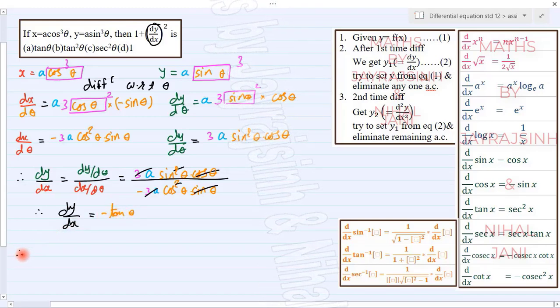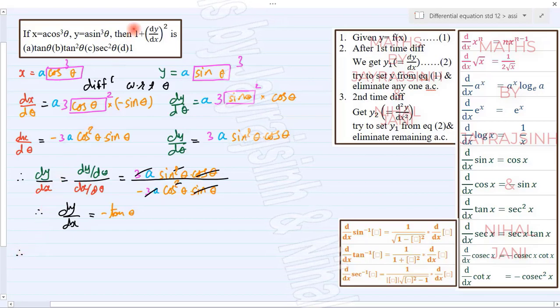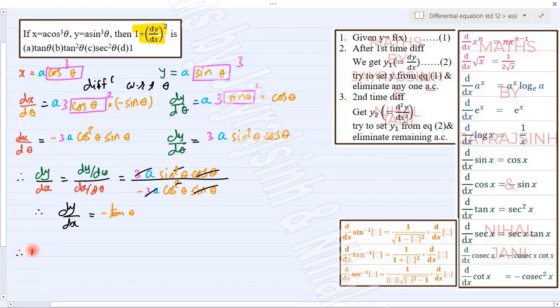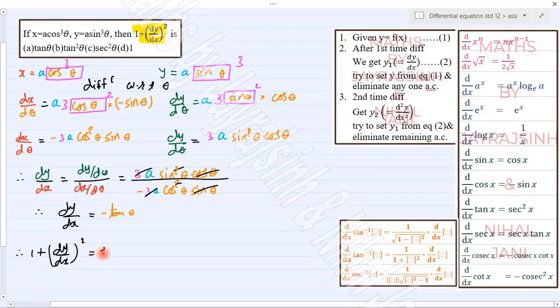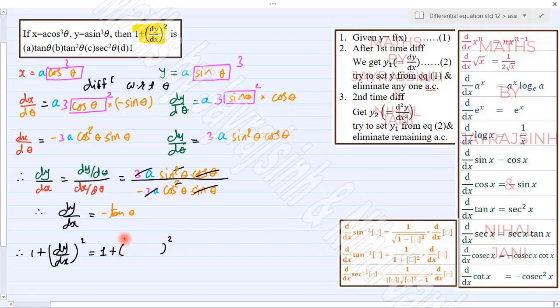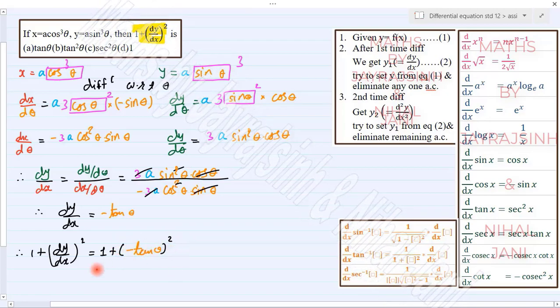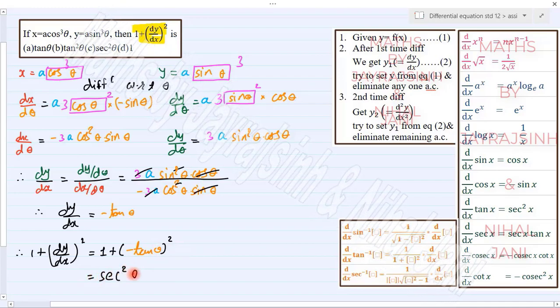But as you remember, we have to find 1 plus dy by dx the whole square. So let's find out 1 plus dy by dx the whole square. Your 1 will be as it is and your dy by dx is simply minus tan theta. So here we'll get 1 plus tan square theta, or we can say sec square theta, which is given in option C.